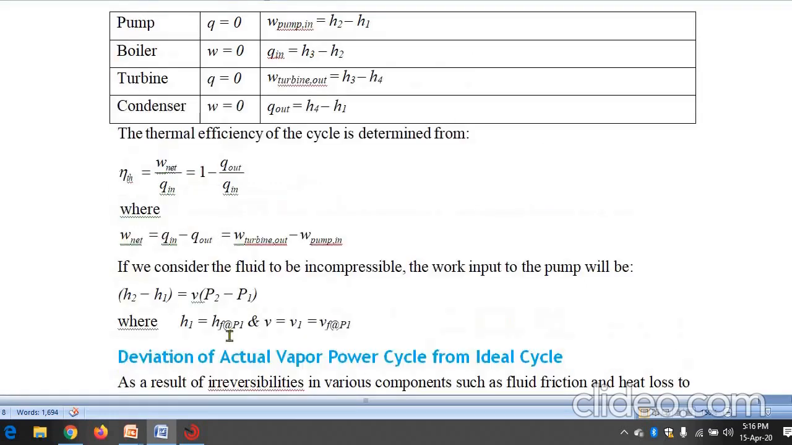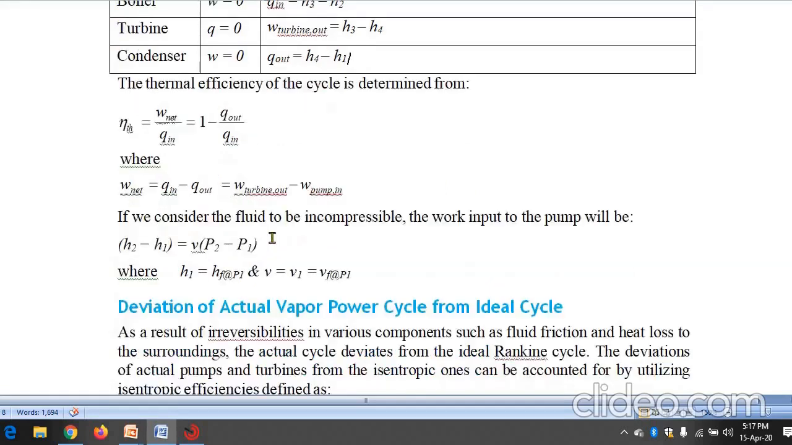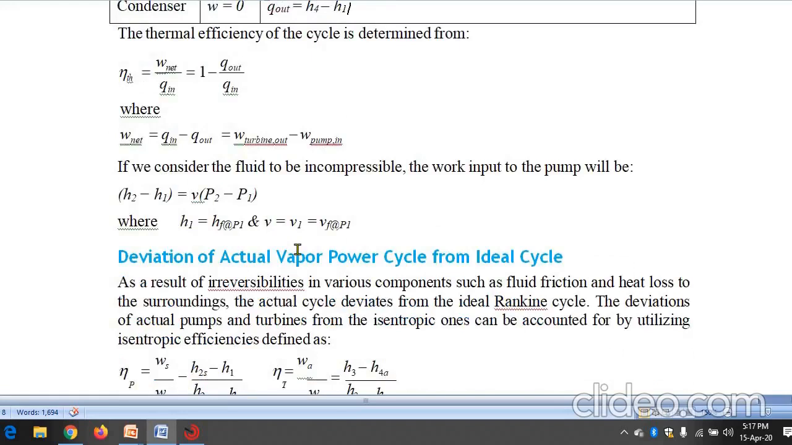H1 is the enthalpy of water at P1, and with small v, the pump work can also be calculated as specific volume into pressure difference. H2 minus H1 is also equivalent to specific volume into the difference of the pressure. In terms of the Carnot cycle, if you want to say, you will get 1 minus TL by TH, that is, 1 minus T2 by T1. The thermal efficiency is 1 minus T2 by T1. Okay, so this is the ideal cycle.